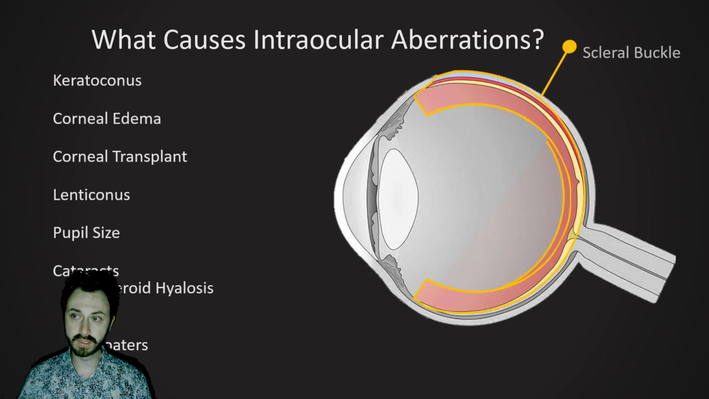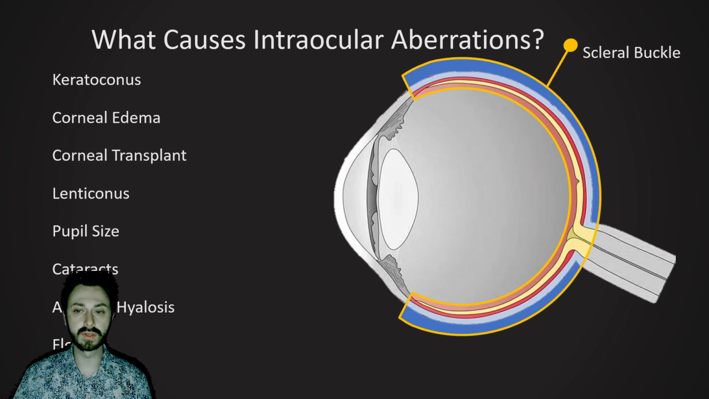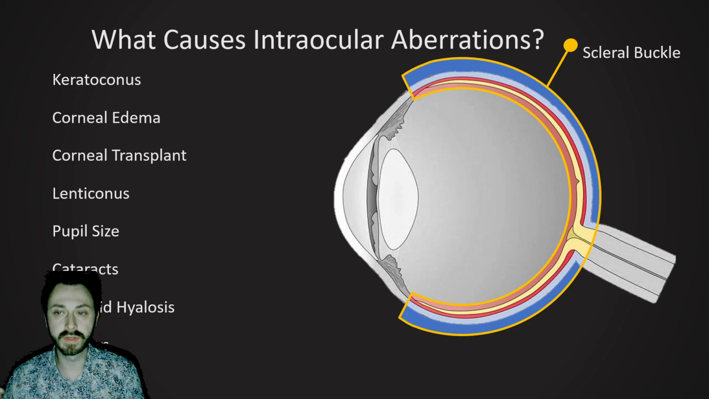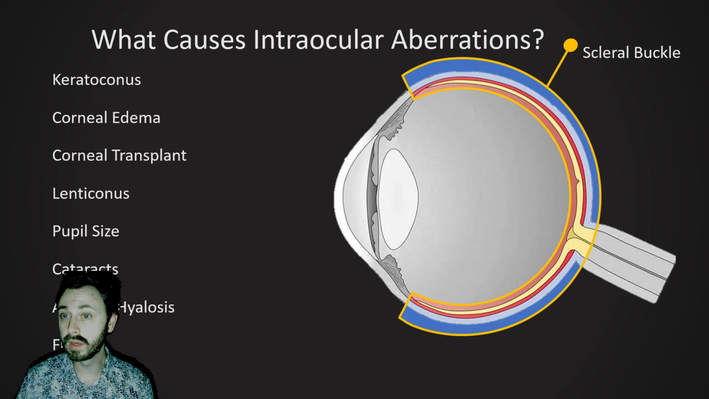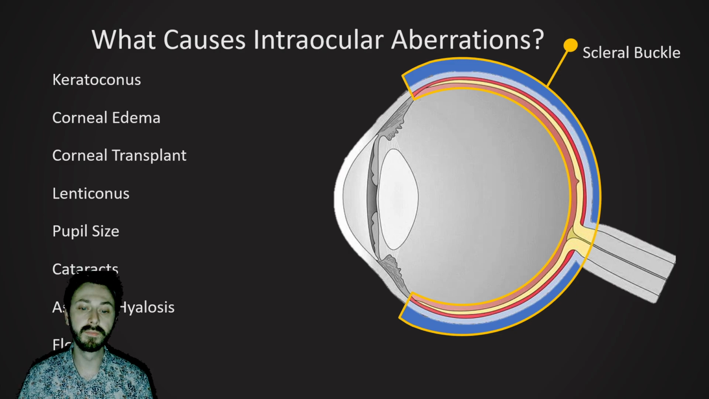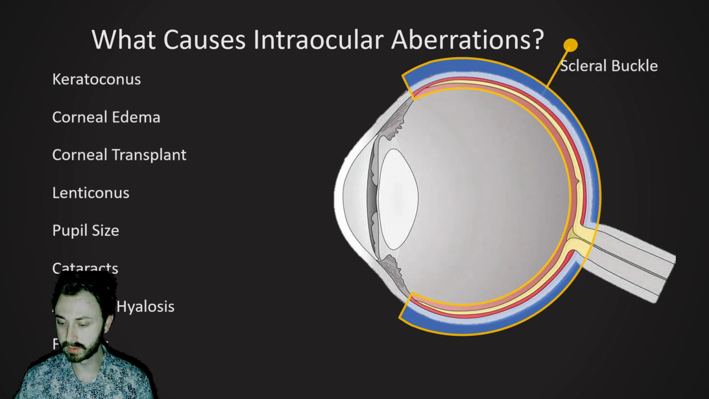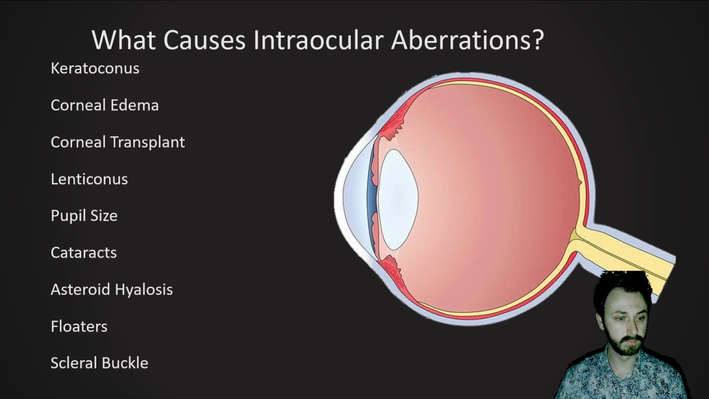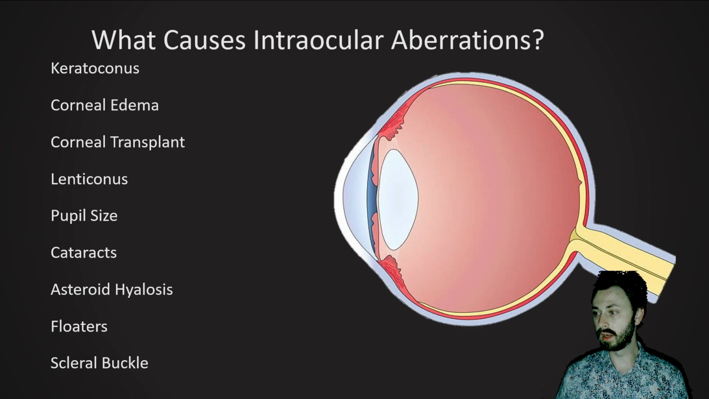And then further back still, anything that distorts the retina, like a staphyloma or a scleral buckle, instead of changing the way that light is refracted, we've moved the surface that it's being refracted on, still affects the higher order aberrations experience. Something to keep in mind. So these are our main causes.